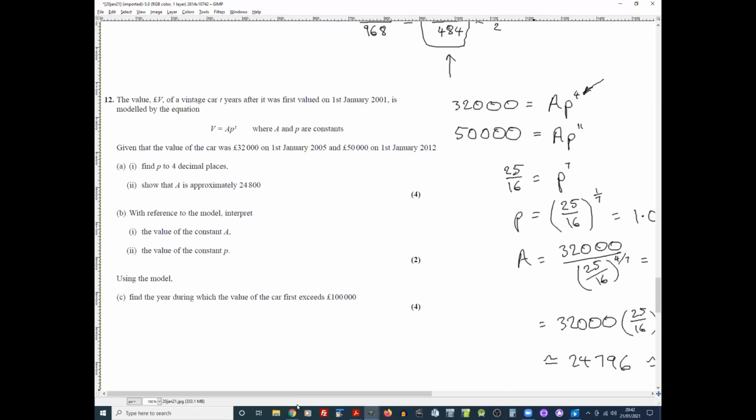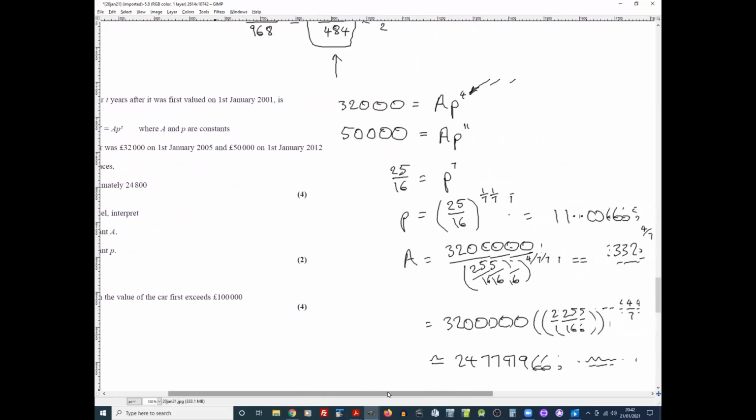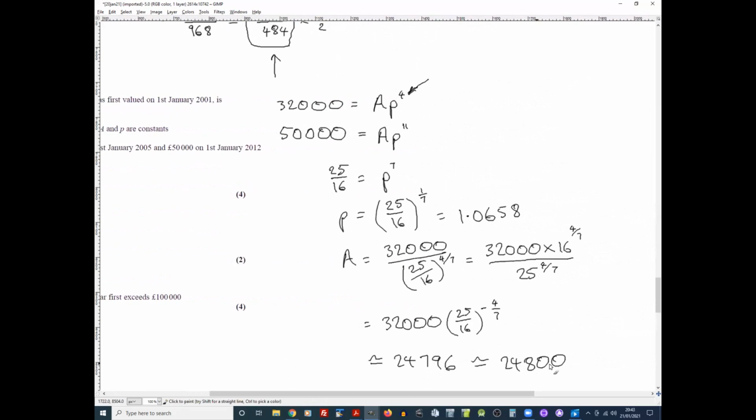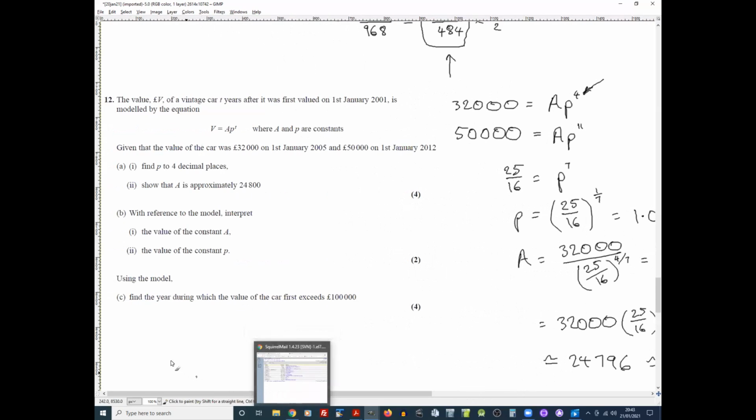Okay, on that basis, interpret the value of constant A. What does A mean? In particular, this value of A, £24,800. What's it really the value of? The car originally. Yes.